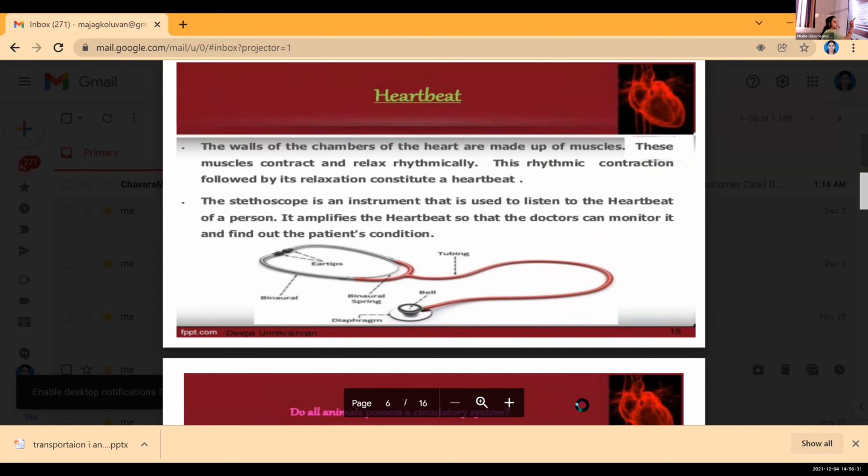They are the ear tips, the portion that we put inside the ears. Then a chest piece, which is marked as bell or diaphragm. So two ear tips and a chest piece, and the ear tips and chest piece are connected by a tube. It is known as tubing. Clear?